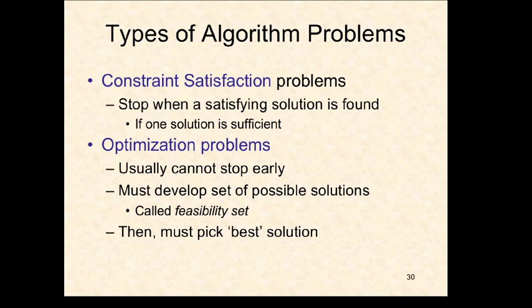So when we do a constraint satisfaction problem, we can stop when a satisfying solution is found if one solution is sufficient. If the person says, find me every way to sort this array so that it's sorted, we have to say, okay, I put Charlie Sheen before Martin Sheen, but I could also put Martin Sheen before Charlie Sheen. They're still sorted by last name.